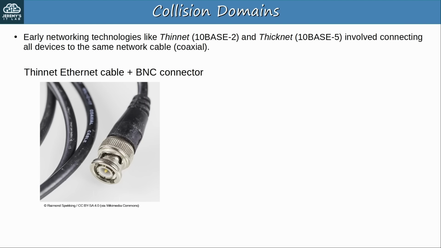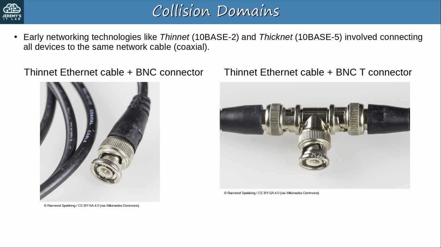Here's what a ThinNet Ethernet cable looks like, and the connector is known as BNC, again, different than the RJ45 connectors we use today. Here's another picture with a BNC T connector, called T because of the shape. T connectors like this were used to connect devices to the shared cable.